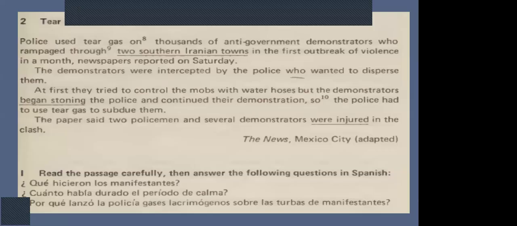Al principio intentaron controlar a la multitud con agua, pero los manifestantes comenzaron a lanzar piedras a la policía y continuaron con la manifestación, por lo que tuvieron que utilizar gas lacrimógeno para sofocarlos. El periódico informó de dos policías y varios manifestantes resultaron heridos en el enfrentamiento. Wow, that's a good job, I think.